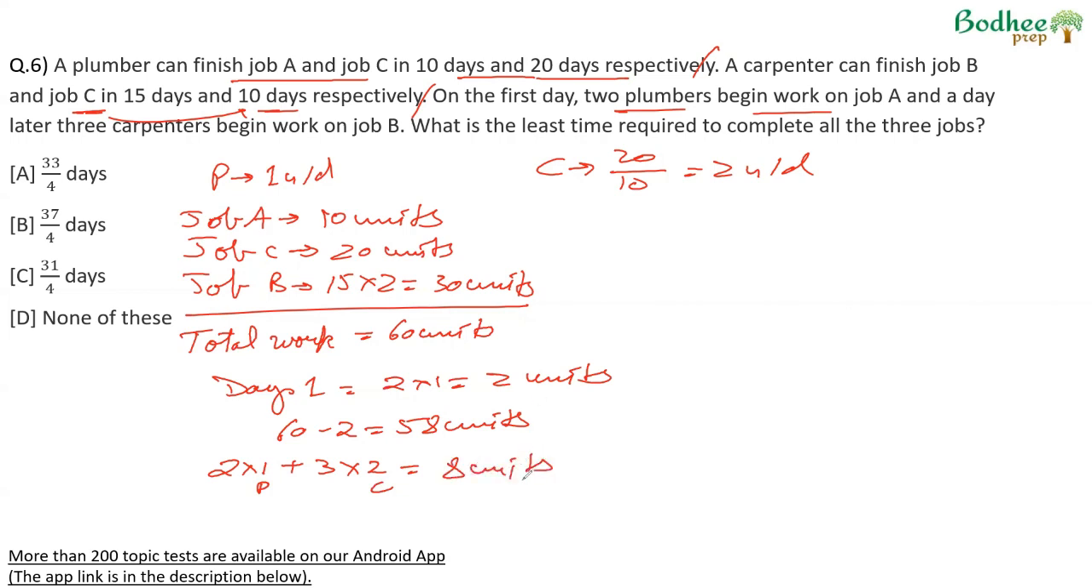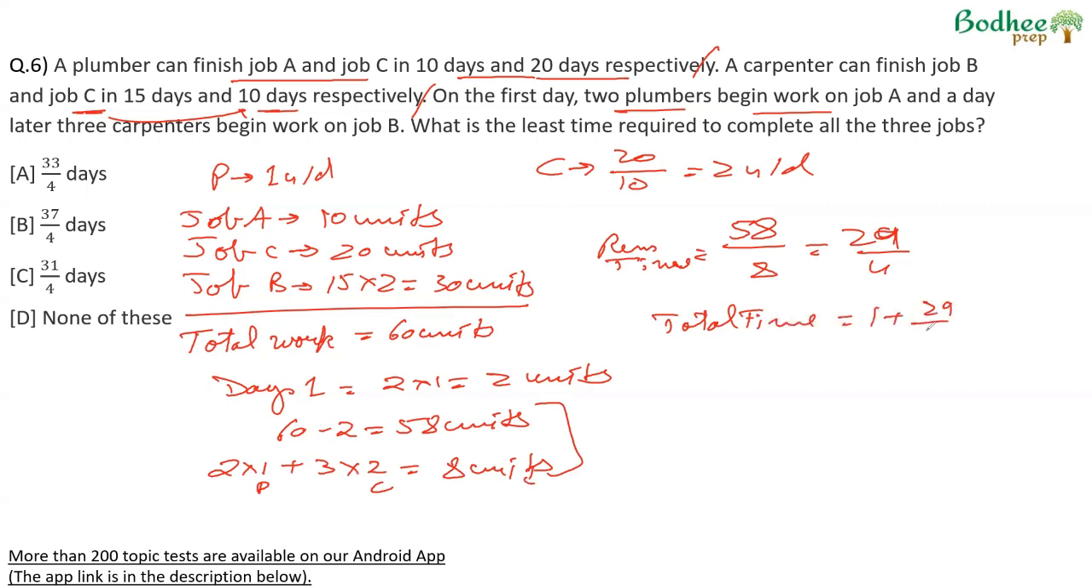So if they work continuously and no one is resting, this work can get finished in 58 remaining work. So remaining time will be 58 units being done at 8 units per day, which is 29 by 4. And therefore total time will be day 1 plus 29 by 4 days, which is 33 by 4 days becomes the answer. Option A.